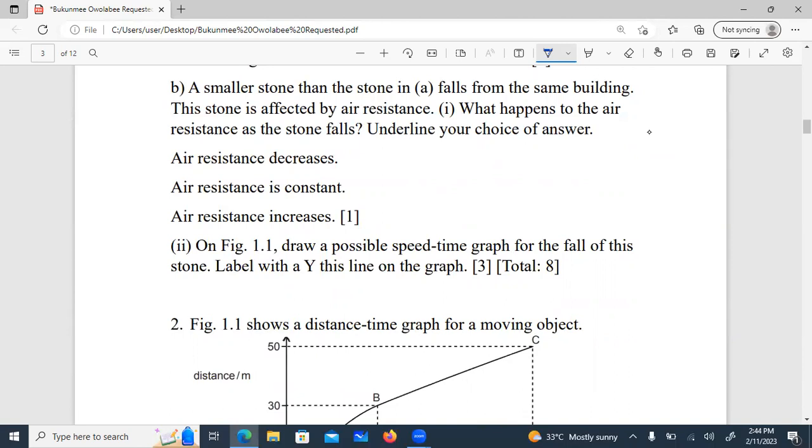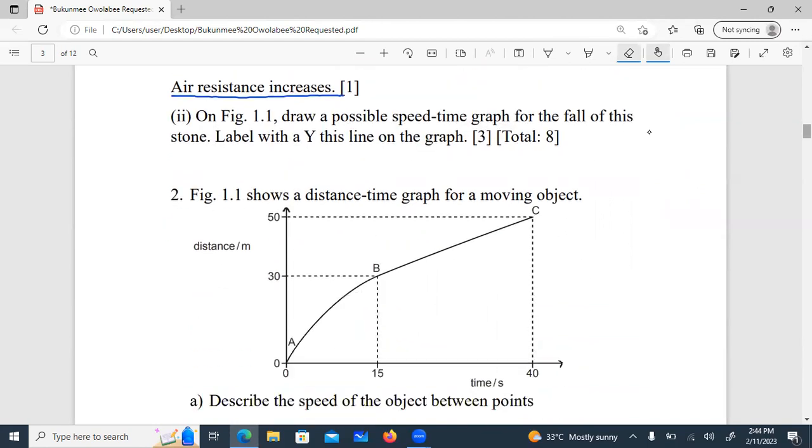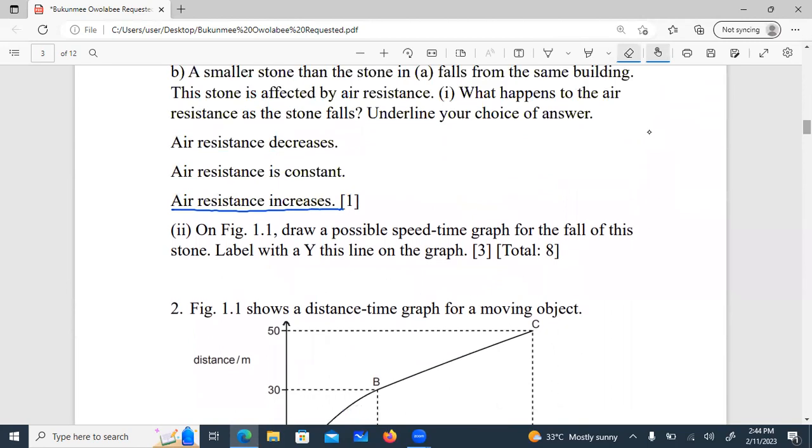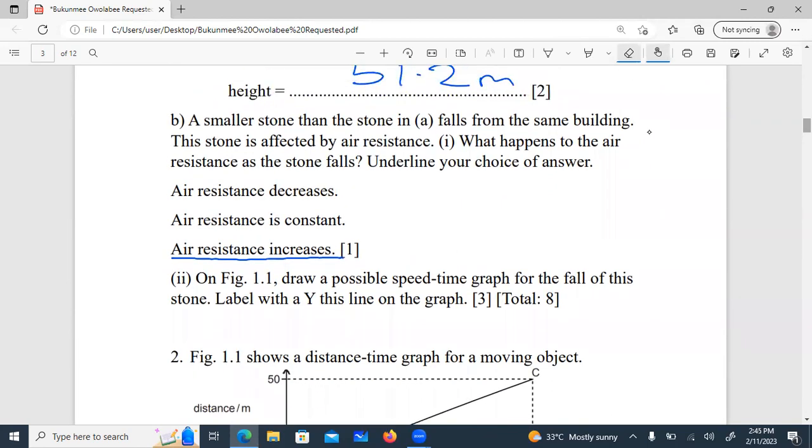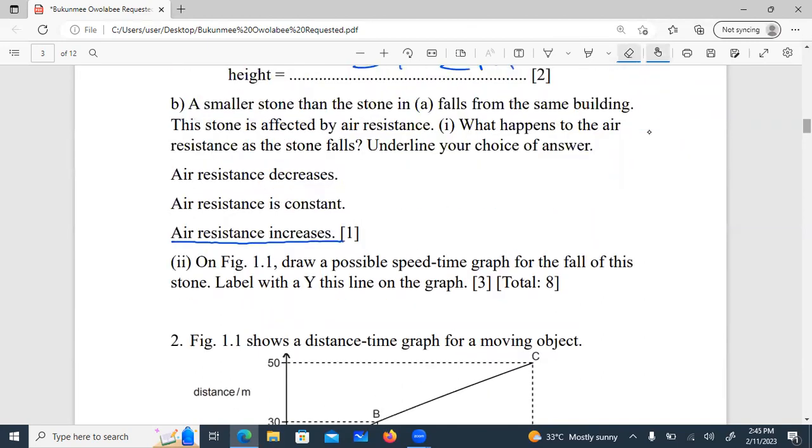When an object falls under the influence of gravity, there will be a force of drag on it, and we call that force air resistance. As that object continues to fall, air resistance continues to increase until it is equal to the force pulling the object downwards. Then the object stops accelerating but keeps moving with a constant speed, and that constant speed is called the terminal velocity of the object. That's it.